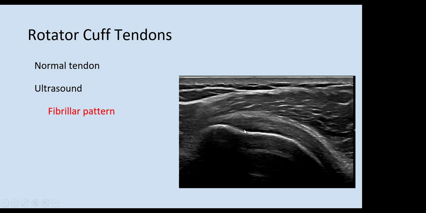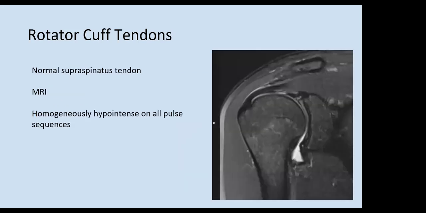This part of the insertion, we call it the footprint, and this part we call it the critical zone of the supraspinatus tendon. On MRI scan, it has a very similar type of appearance to the supraspinatus tendon. It's nice and homogeneous with no signal change, with no heterogeneity, with no focal defect. So that's how a normal supraspinatus would look like on MRI scan.